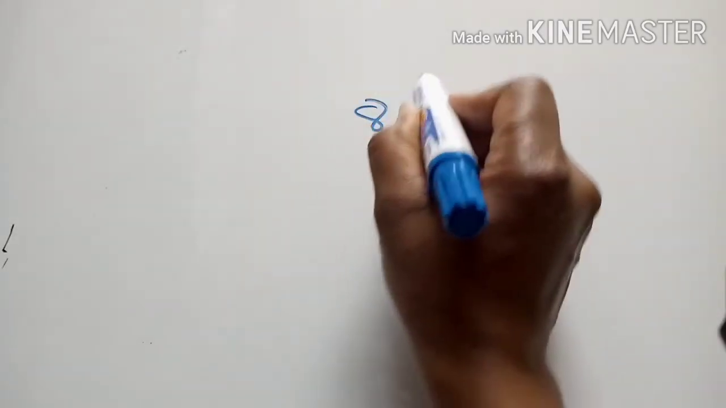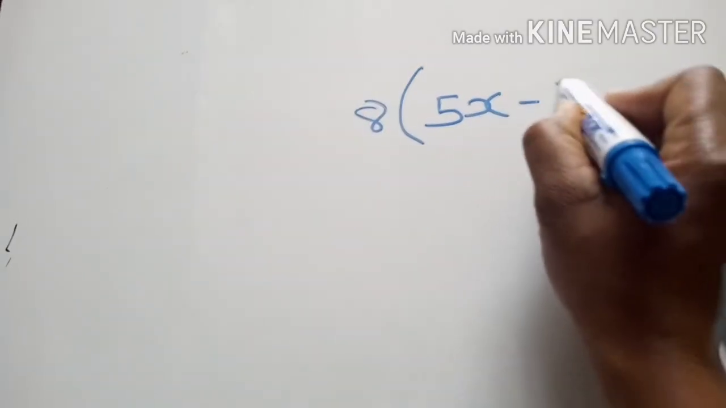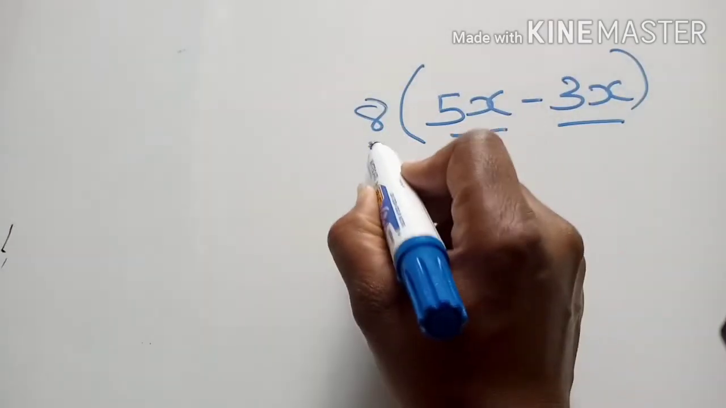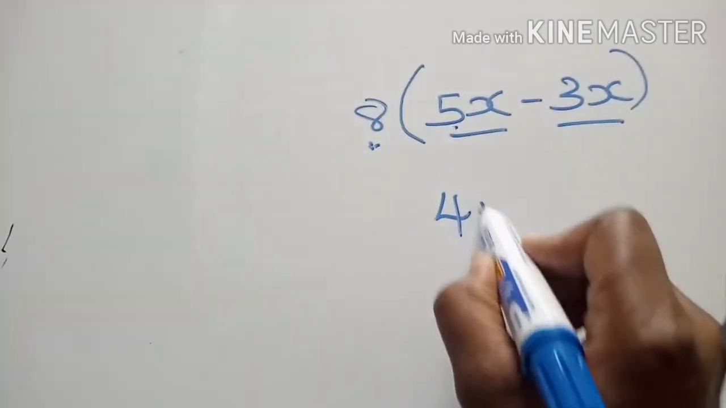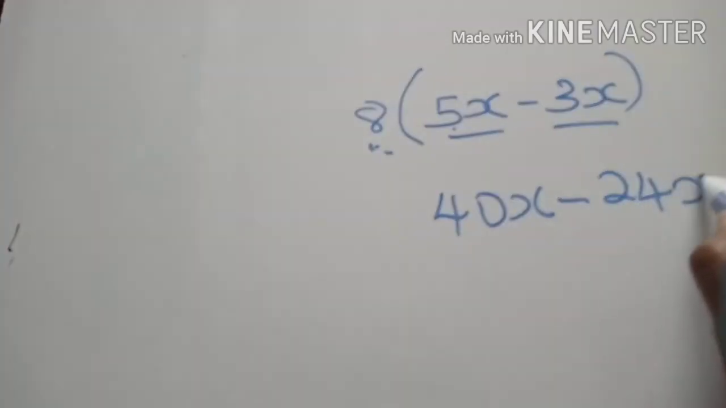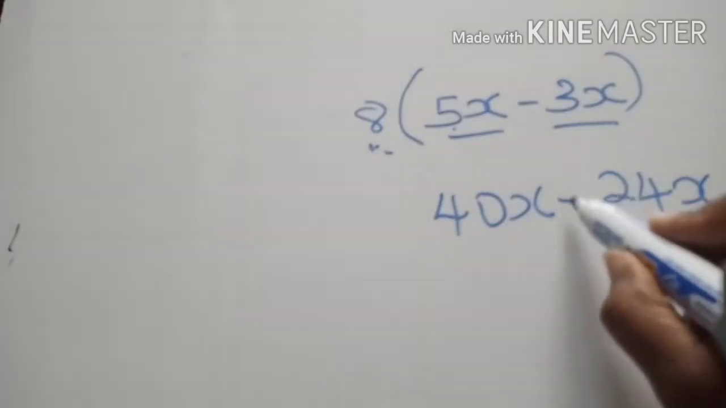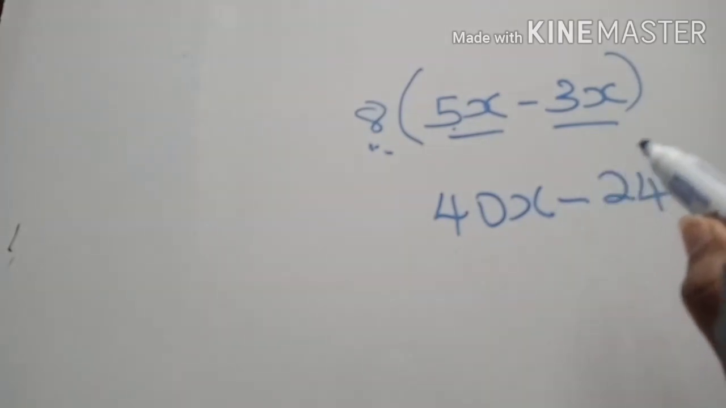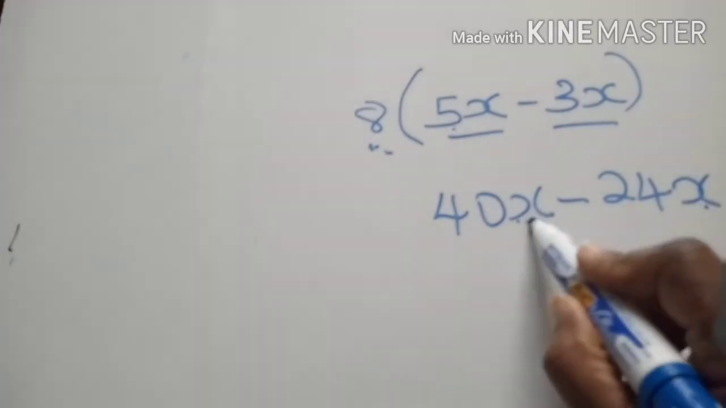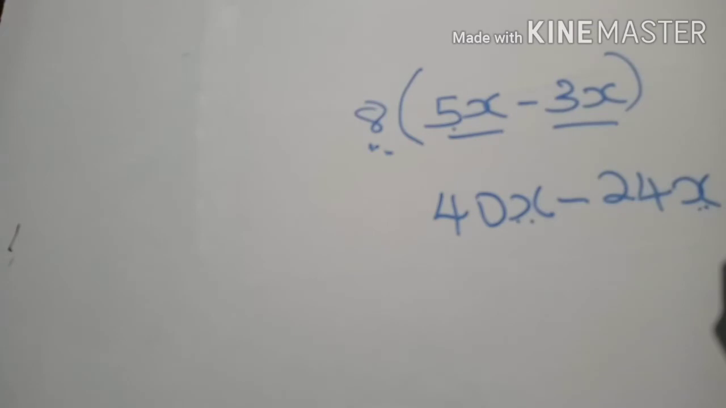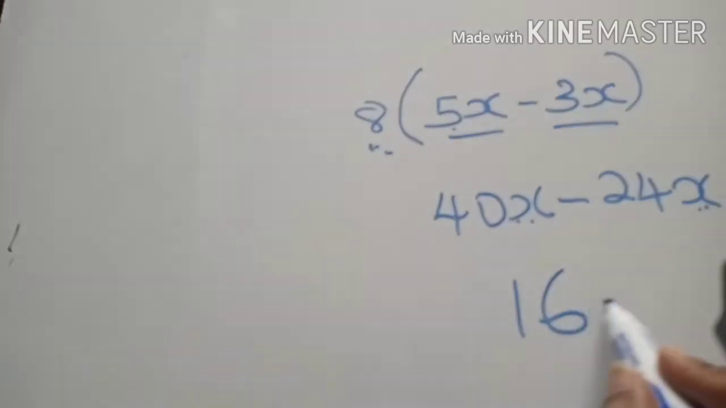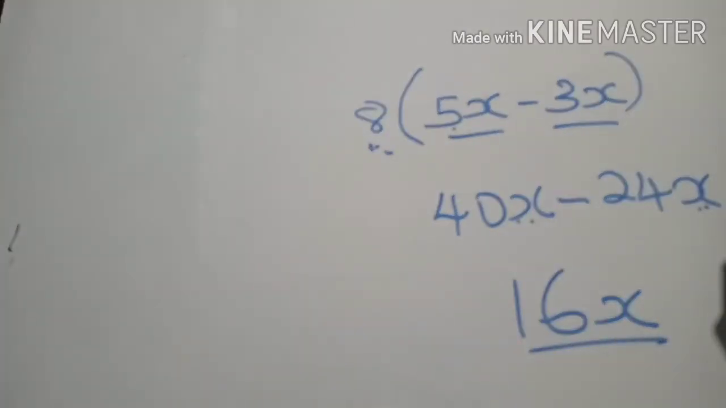Then we can have 8 into brackets 5x, take away 3x. So every term has to be multiplied by this 8. So 8 times 5x, that is 40x. And then 8 times 3x, that is 24x. Now I'm putting my minus because every number goes with its sign, mathematical sign. So now I can subtract because these are like terms, x and x. So what is 40 take away 24? This is 16x. So my answer is 16x.